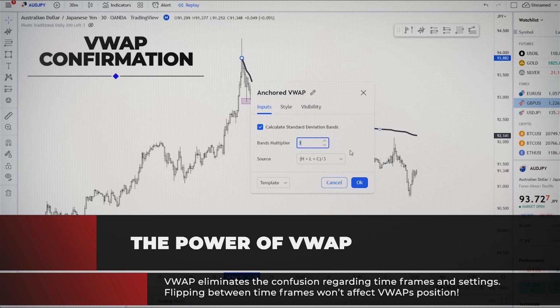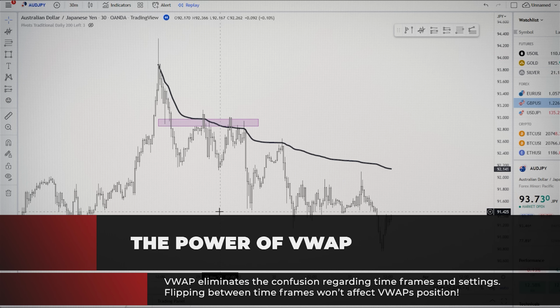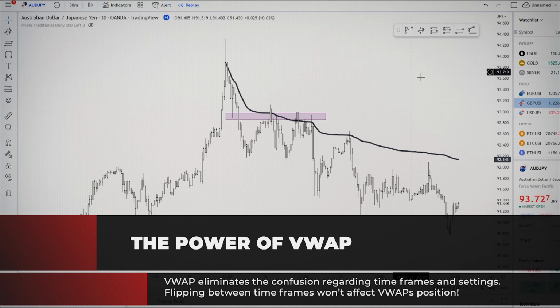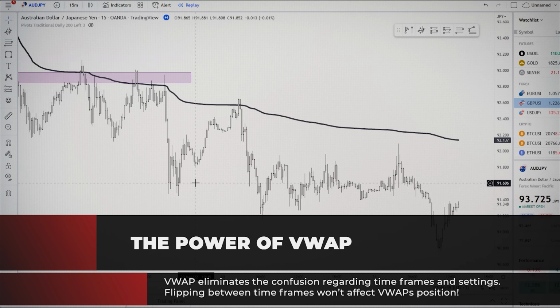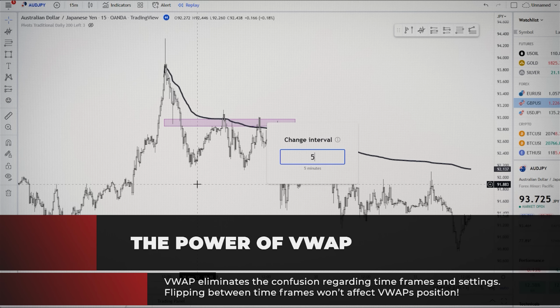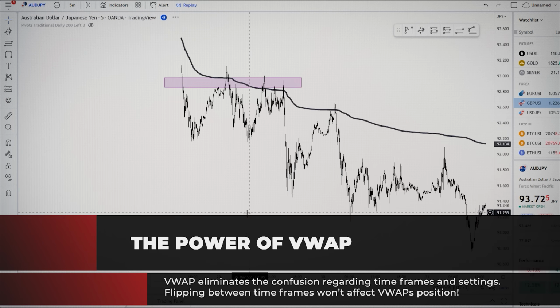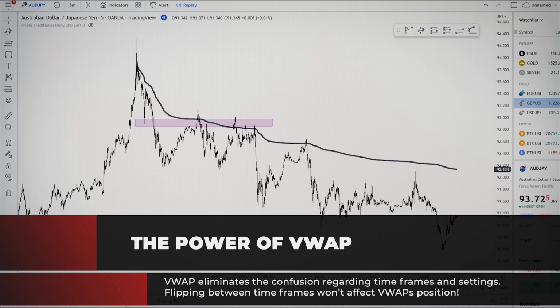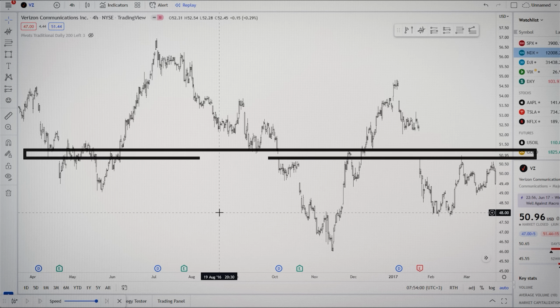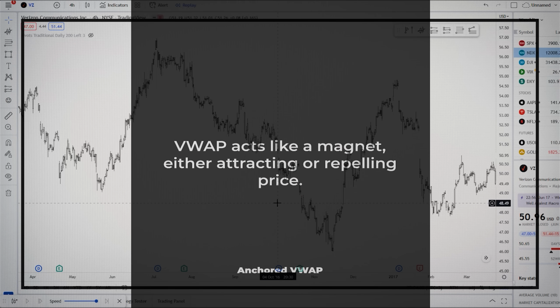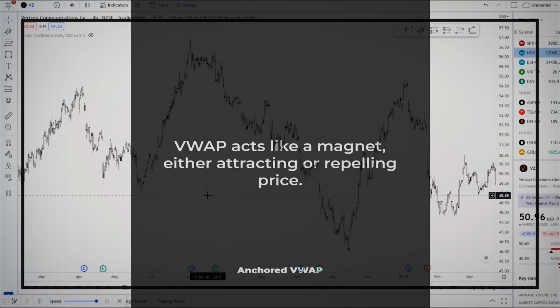VWAP eliminates the confusion regarding time frames and settings. It doesn't matter if you're using a 1-minute chart or an hourly chart. There is only one VWAP line. Flipping between time frames won't affect VWAP's position. VWAP acts like a magnet, either attracting or repelling.